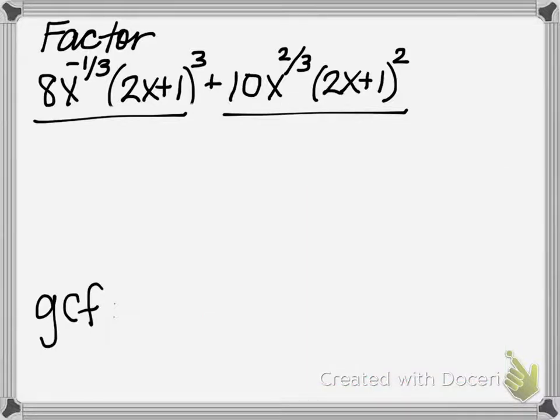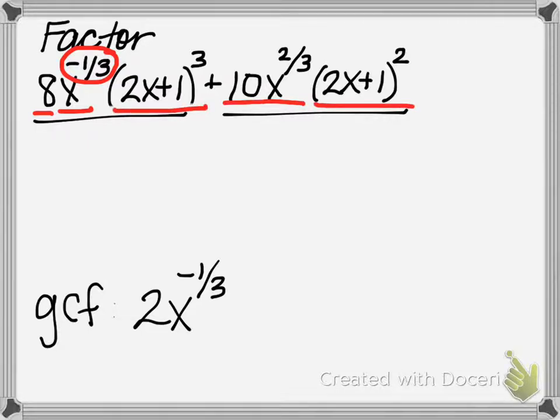So let's use this exact same strategy on the current problem. Starting with the 8 and the 10, our greatest common factor is 2. Next we have x to the negative 1/3 and x to the positive 2/3. Negative 1/3 is the smaller exponent, so we'll include x to the negative 1/3 in my greatest common factor. And lastly, 2x plus 1 cubed and 2x plus 1 squared. Our GCF there is 2x plus 1 squared. Again, looking at the smaller exponent.